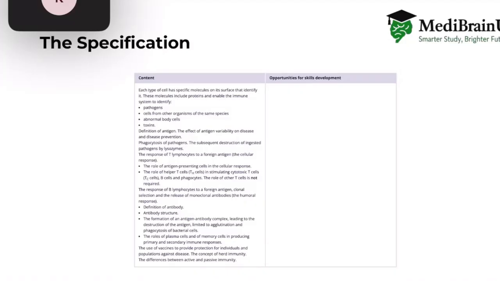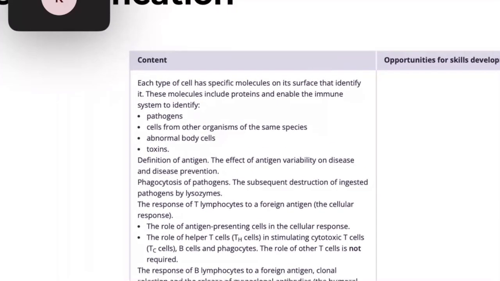Okay, so if we just skim over this spec as we're going through a new topic, you need to know about how each type of cell has a specific molecule that is embedded on it. So it's normally receptors, and those receptors, they're proteins, and they allow the cell to identify pathogens, cells from other organisms of the same species, abnormal body cells, and toxins. So that's the purpose behind your cells. Your cells have receptors which can detect pathogens.